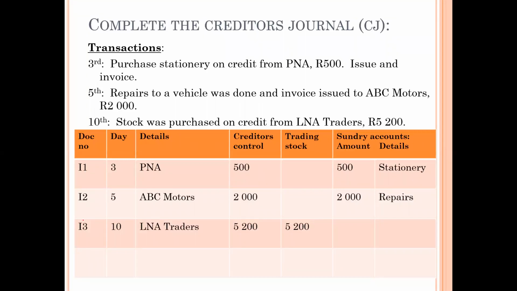Next invoice number with document number, it is invoice number 3. On the 10th, name of the business is LNA Traders. 5,200 Rand goes with creditors control. And it was for trading stock. So then you will write it into the trading stock column because there is a column for that.